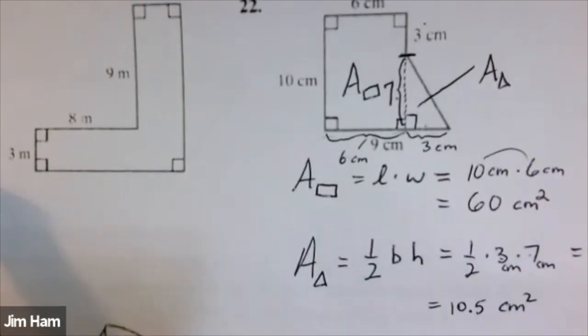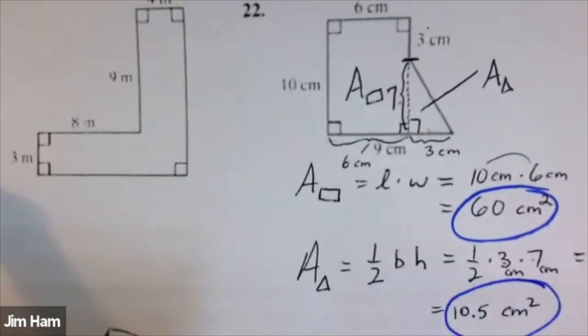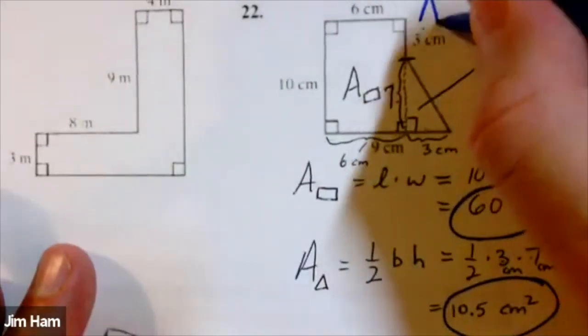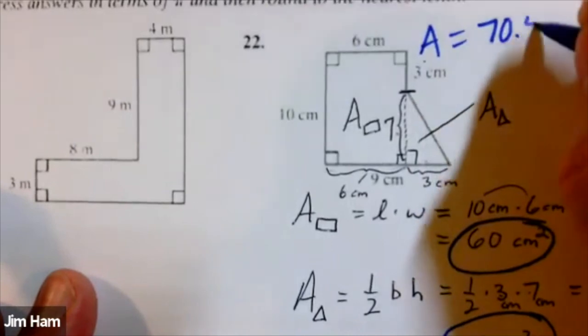All right, so the final answer then, you would take the 60 from the rectangle and the 10.5 from the triangle, add them together, and then we would say the area of the whole thing then is 70.5 square centimeters.